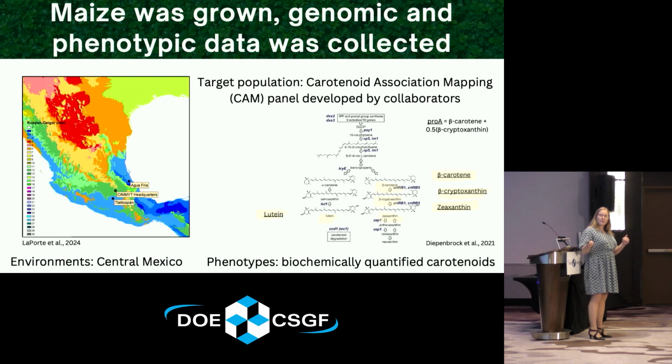This maize was grown in 2 different sites in central Mexico, Agua Fria and Tlaxapan, from the years 2010 through 2013. And this maize target population was designed specifically to look at carotenoids. They were quantified for these particular compounds. So I'll talk about lutein, beta-carotene, beta-cryptoxanthin, and zeaxanthin. And I show you this biosynthetic pathway again to emphasize the fact that there are known genes that we know are related to these traits of interest. So we were interested in looking at genomic prediction in this population that was grown in Mexico.